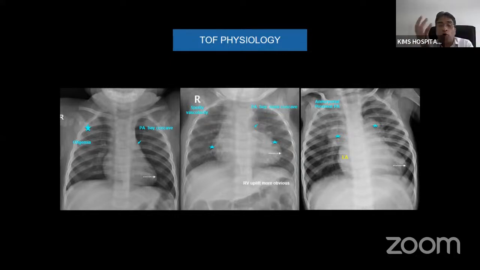That is the more obvious boot shape that is typical of VSD, pulmonary atresia with collaterals. So these are the two examples of TOF physiology. And third is when you get the to-and-fro murmur, and you will find cardiomegaly and mild cyanosis with some respiratory issue. That is typical of TOF with absent pulmonary valve.